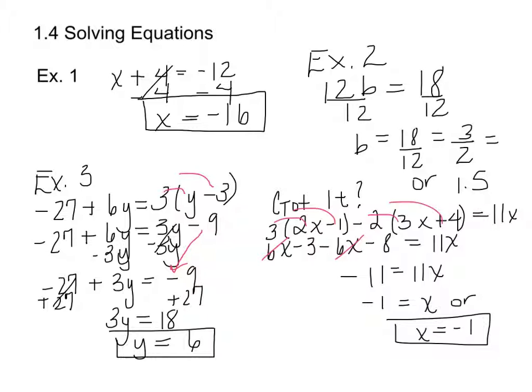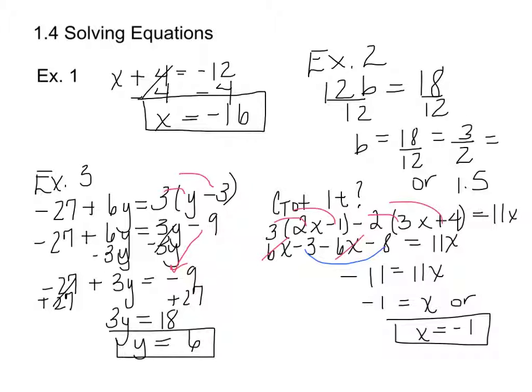And very important. You don't have to add 3 to both sides. If you notice that negative 3 and negative 8 are on the same side, so all you have to do is combine those two terms to get negative 11. Once you get negative 11 equals 11x, you would divide by both sides.